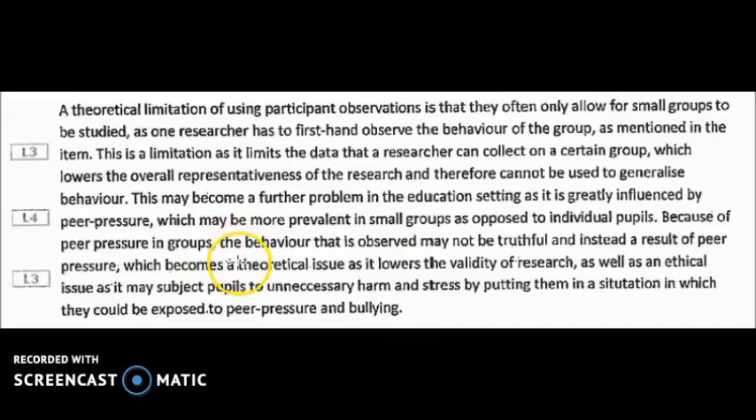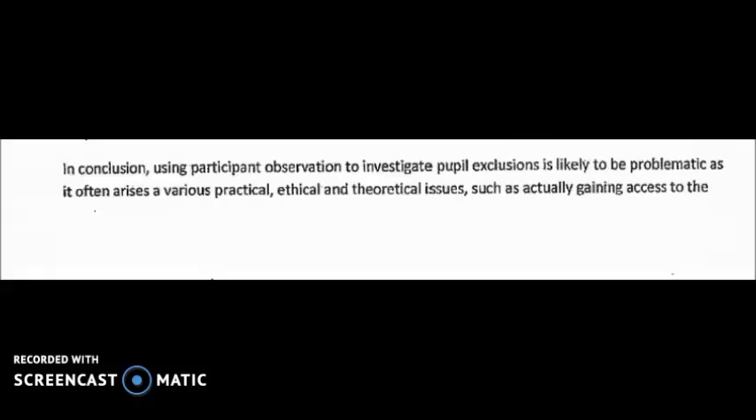But as you can see here, we do have a brief characteristic, which is peer pressure and bullying, but it's not really clarified and it's not really effective in the application to the pupil exclusions. So there is some application, but this is not as strong as some of her previous paragraph. Her final paragraph is her conclusion. So she just summarises and ties her answer together.